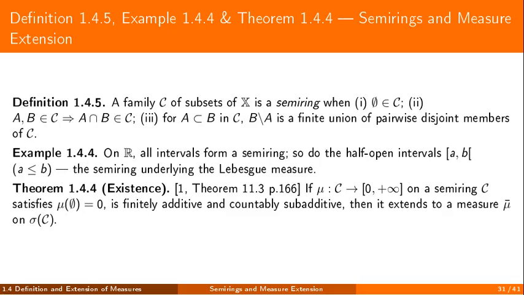It is a semiring. The example to keep in mind is the one on the real line, the half-open intervals, which form precisely the semiring underlying the Lebesgue measure. The extension theorem then does its work from this minimal data. A size on the semiring that is finitely additive and countably subadditive extends to a genuine measure on the generated sigma algebra. This is the exact mechanism we use next to construct the Lebesgue measure itself.